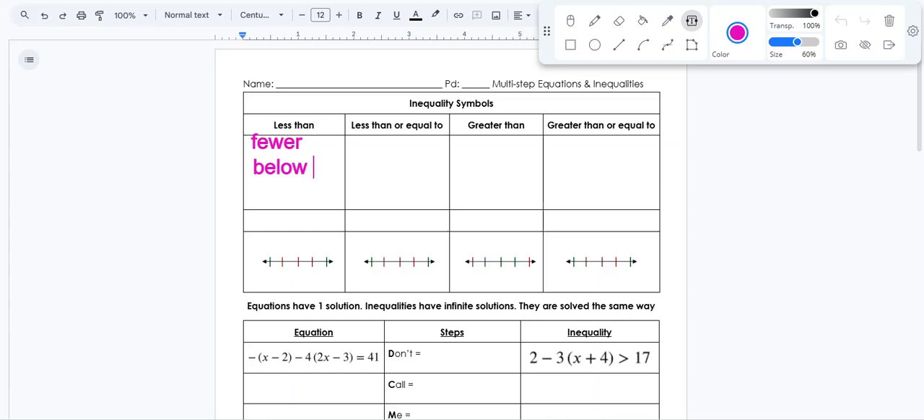Today we're going to learn about equations and inequalities. We're going to do multi-step equations and inequalities. First things first, let's learn about some inequality symbols. You should know these. This should be a review, so hopefully it is. But let's go over some inequality symbols.